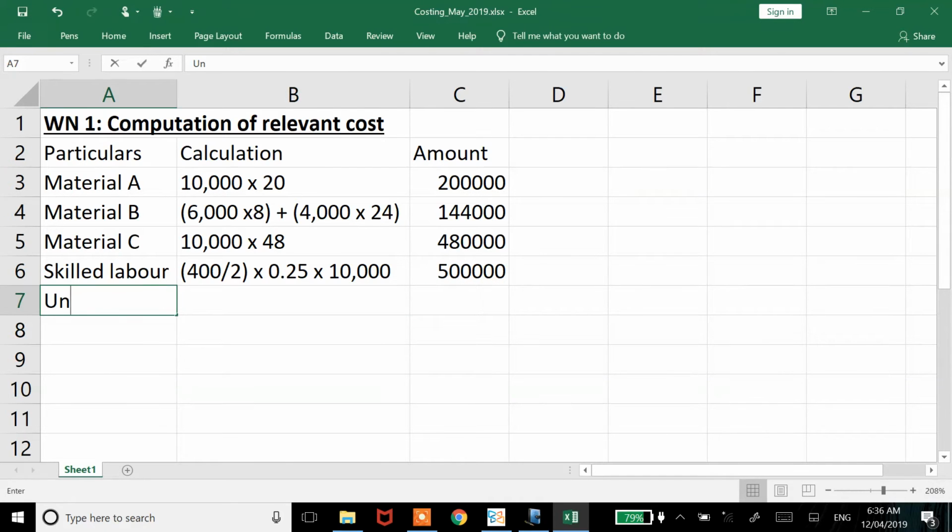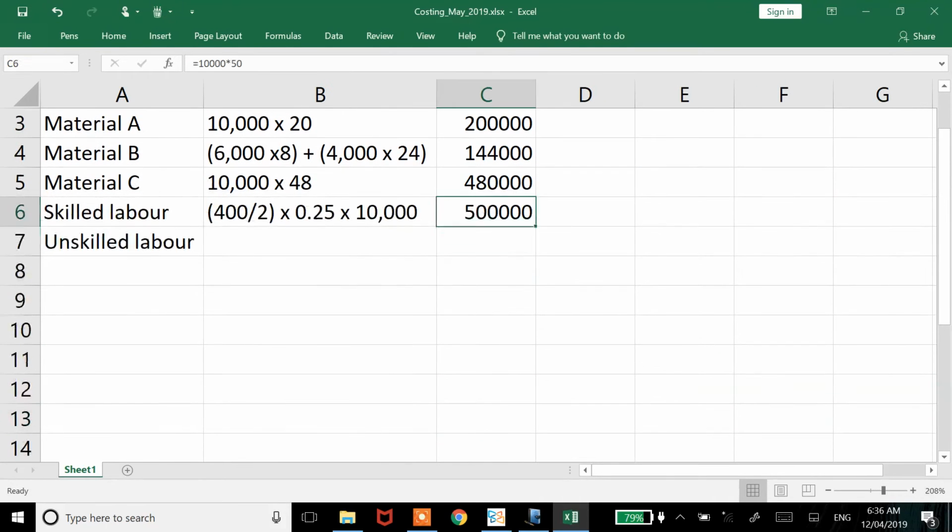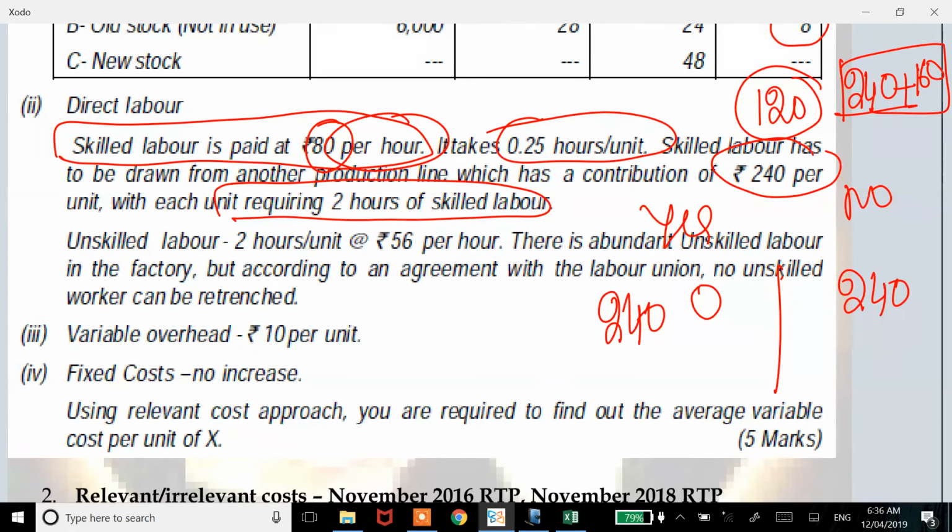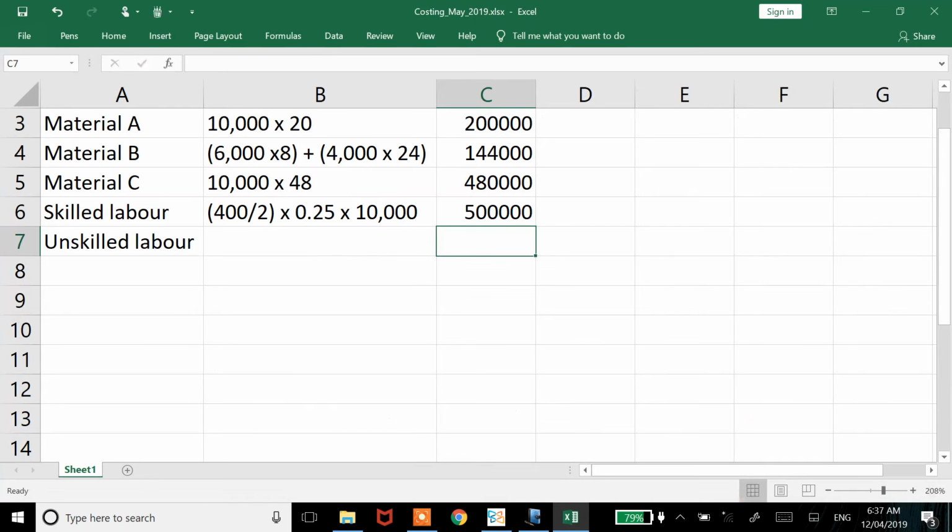Analyze that unskilled labor and tell me what it will be. It's a very simple adjustment. Unskilled labor, you need 2 hours at 56. What will be the relevant cost of unskilled labor? Labor is abundant, labor is available, but as per an agreement with the trade union, no unskilled labor can be retrenched. That line itself is not needed because the general understanding is you cannot terminate employees. So in this case also the relevant cost is 0. The unskilled labor will turn out to be 0.